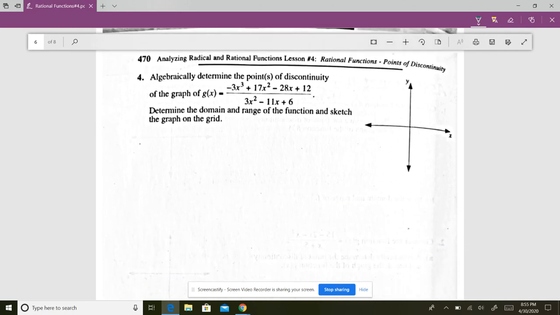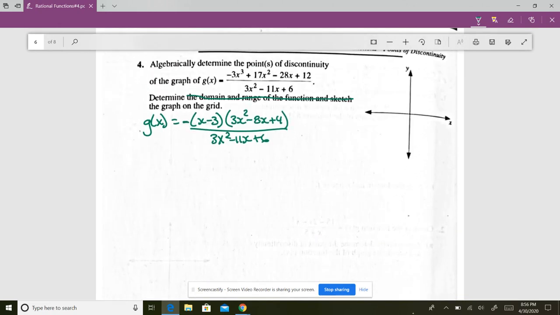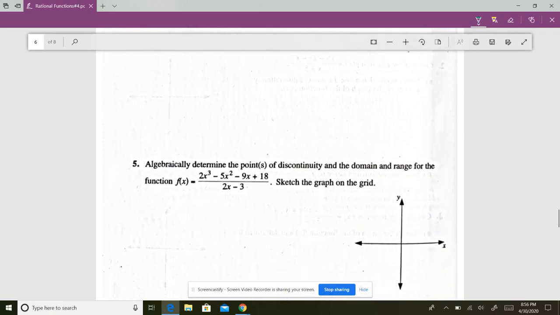For number 4, it's a cubic as you can see. But you can rewrite it as this. E of x is equal to negative x minus 3. And instead of a cubic, we will write 2x squared minus 8x plus 4 over the other quadratic. So go from that starting point and sketch it. Again, don't worry about domain and range. Just give me the points of discontinuity and the sketch of the graph.